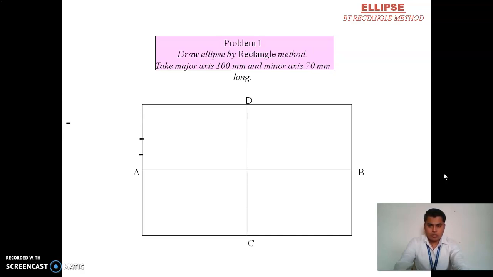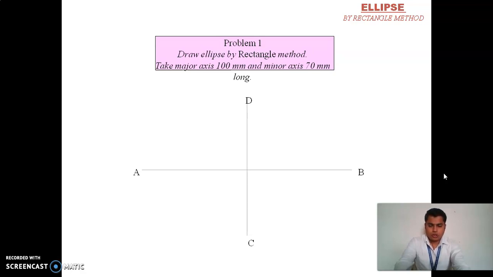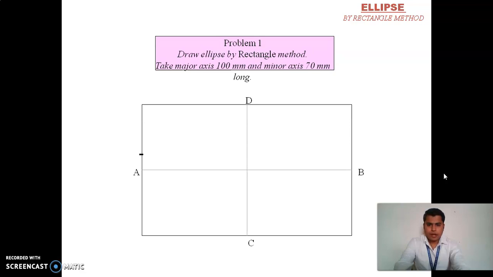Now what you need to draw? You need to draw two vertical lines from A and B, and two horizontal lines from C and D, like this. So you are getting a complete rectangle. Now you need to divide this AD distance in 4 equal parts. That vertical distance, I am showing you, A to this point 4, you need to divide in 4 equal parts.